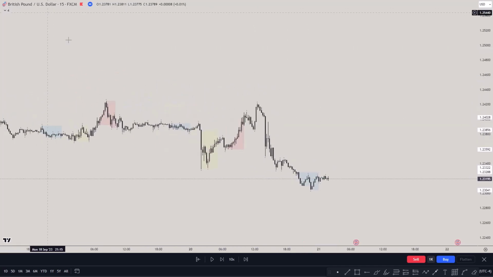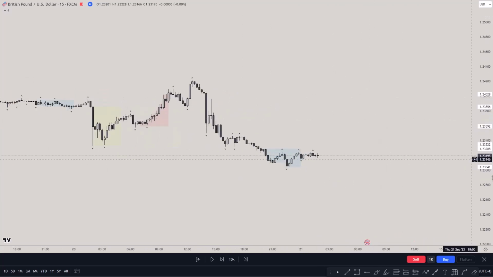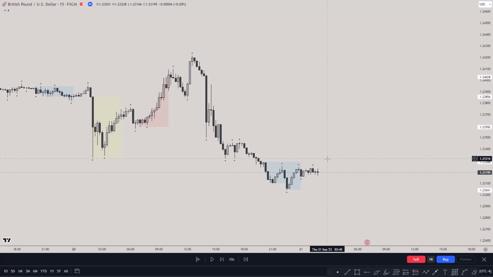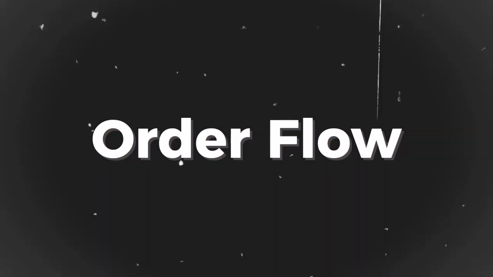This is GBP USD. This is my favorite pair to trade and we are on the 15 minutes. So when it comes to looking at the structure, it's going to be the 15 minutes and then we're going to go to a lower time frame to find an entry. Now, starting with the first thing on the checklist, which is the order flow on the higher time frame.